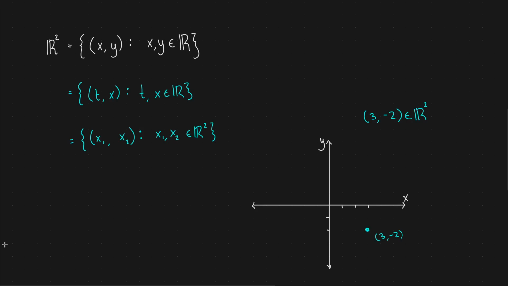But we can continue this. We've looked at one real number at a time, the set R. We've looked at R2, that's the set of all ordered pairs of real numbers, all two real numbers. What if we throw in another real number? So we're looking at all ordered triples of real numbers.